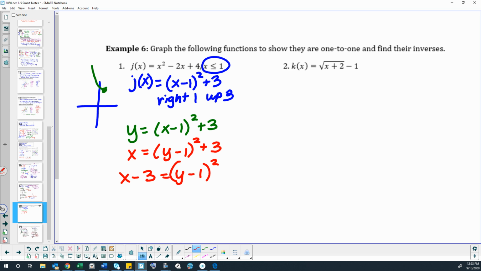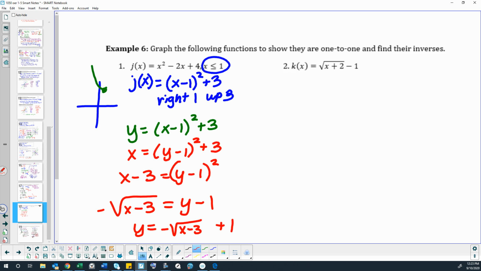So instead of it being both the positive square root and the negative square root, it's just the left half. It's just the negative square root. So it's just going to be the negative square root of x minus 3 to get rid of the square on this side. We square root both sides, but it's just the negative piece because of that restricted domain. Last step. So negative square root of x minus 3 plus 1.